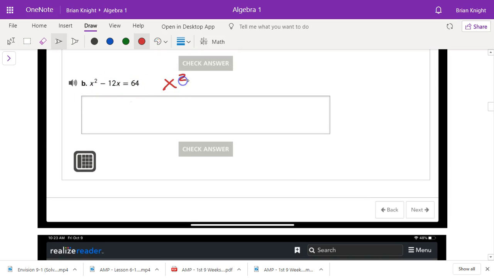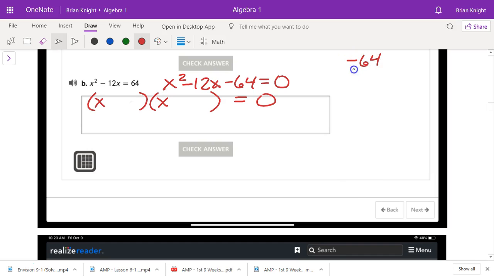Move it over. x squared minus 12x minus 64. So what two numbers are going to be multiplied to be negative 64 and add up to negative 12? Since this number's negative, I know my factors have to be one positive, one negative, right? 16 and 4? So which one? That's right. Negative 16. Negative 4. That adds up to negative 12, right?